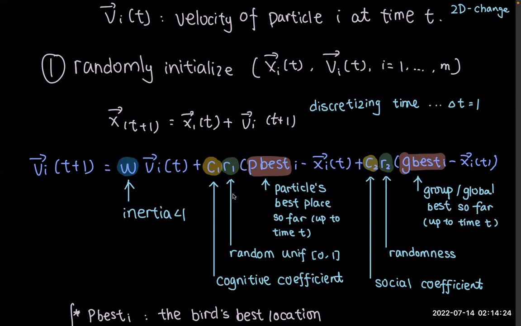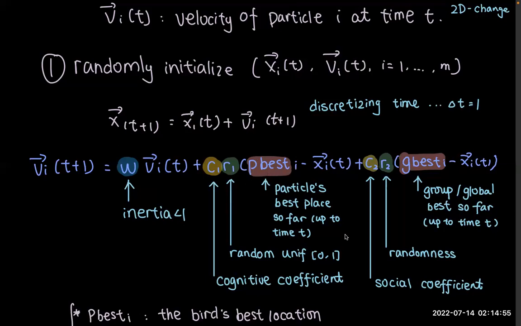And r1 is a random number, uniform from 0 to 1. This stands for the randomness, so the bird makes decisions more or less randomly. And then you see that this term makes v go along the direction from the current position to the best place. That is, this term drags the velocity towards the best place visited by the bird so far.